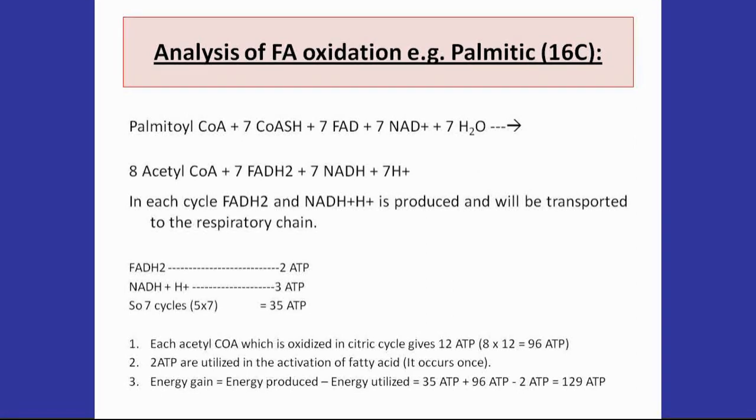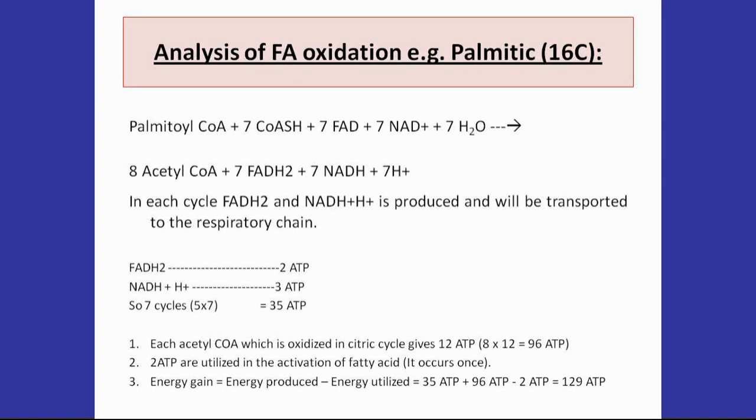Moreover, when acetyl coenzyme A enters the citric acid cycle and undergoes oxidation, each molecule gives 12 ATP. So 8 molecules of acetyl coenzyme A have been produced, right? So 8 molecules into 12 ATPs is 96 ATP. But we know that we utilized 2 ATP molecules during the activation of fatty acid, right? If you remember in my previous slides.